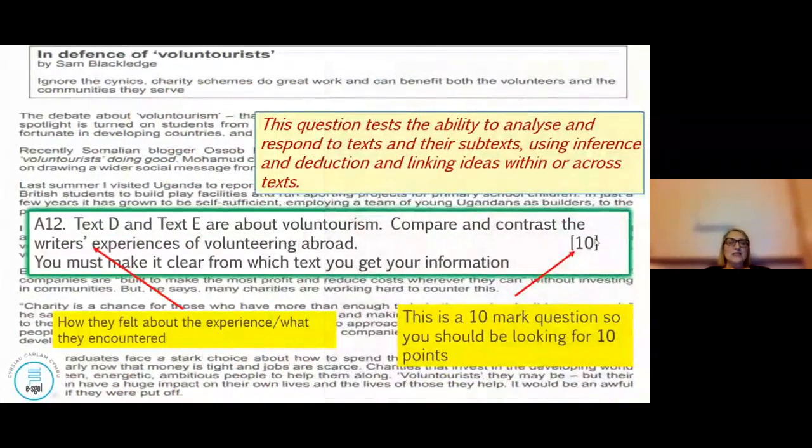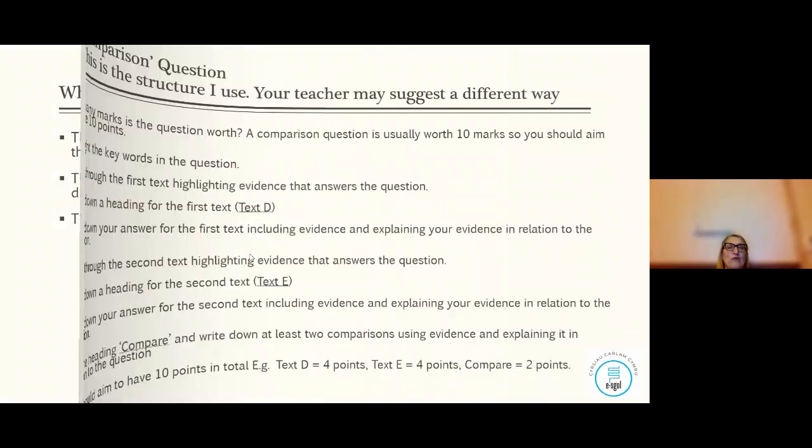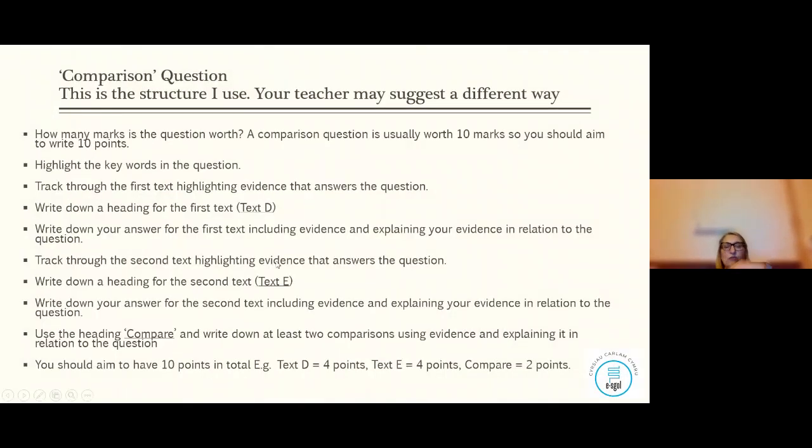So text D and text E are about voluntourism. Compare and contrast the writer's experiences of volunteering abroad. So we know that it means that we have to think about the experience and what they encountered when they were volunteering abroad. Okay, so I won't go through that again, but I just want to go through this structure again that I use.